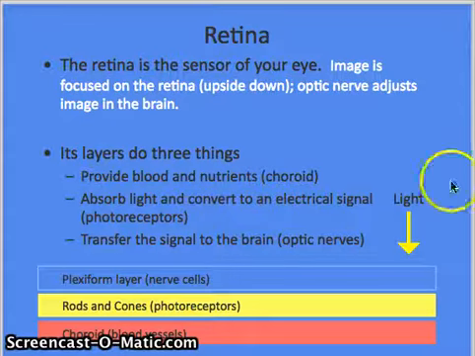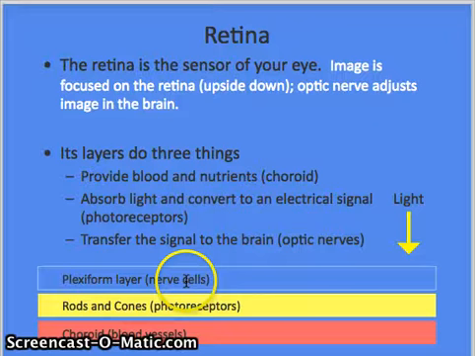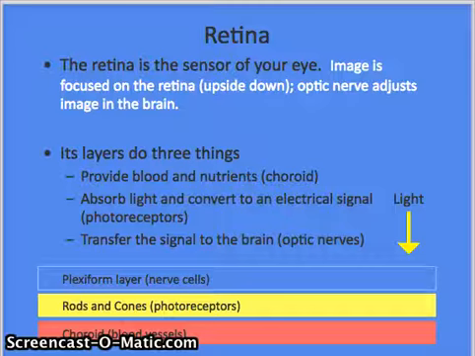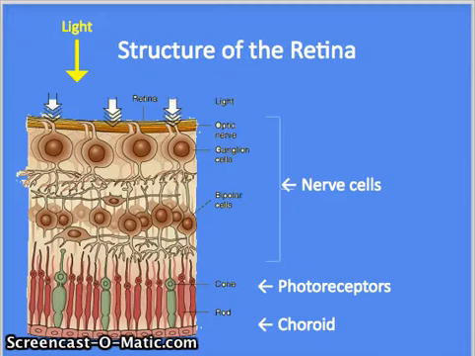So the path of light: the light comes through, it goes through this plexiform layer of nerve cells, it goes to the rods and cones, which are the photoreceptors, through the choroid blood vessels, and then it will go out through the back of the eye through the optic nerve.